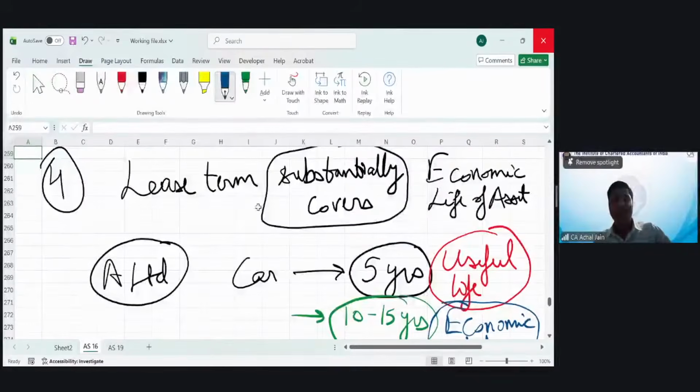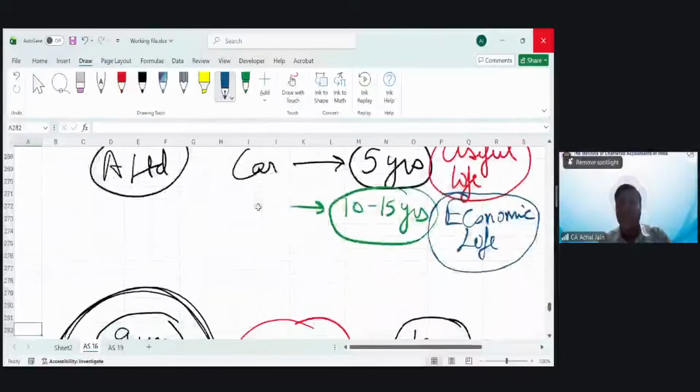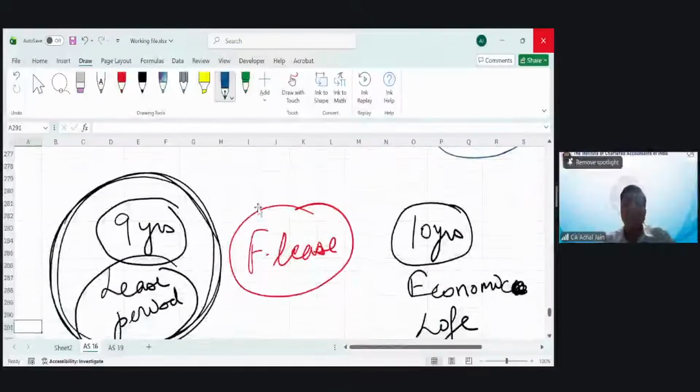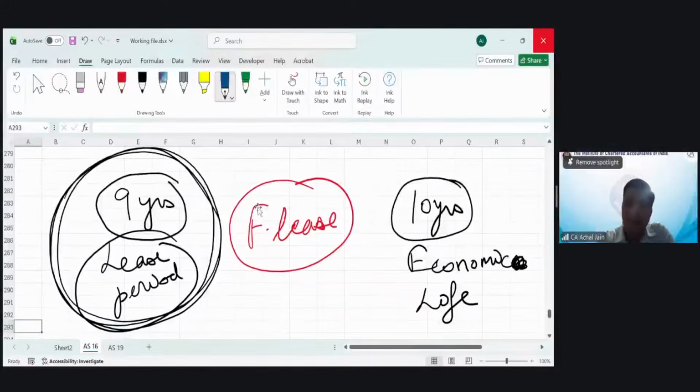Okay, no worries. So lease term, you know what is lease term? Lease period, sir. Lease period, correct. Lease period, lease term, it's one and the same thing. Yes, sir. Okay, very good. Let's suppose economic life of the lease asset is 10 years. Okay. And the lease term is 9 years.